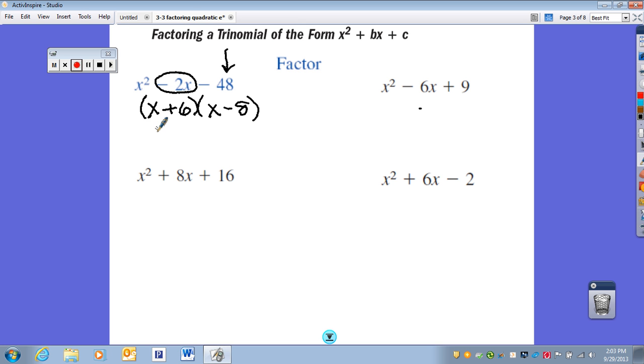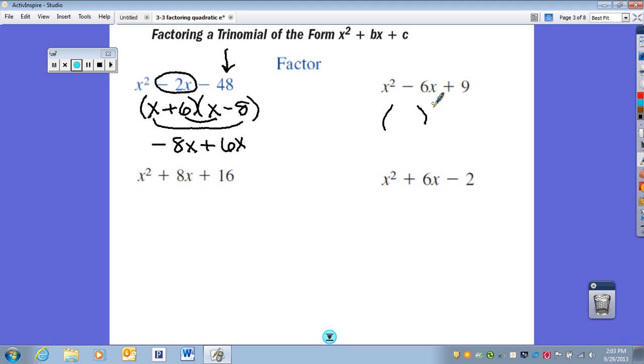But if you would like to quickly check your outside and your inside terms to be sure that you're getting the second term in your quadratic expression, x times negative 8 is negative 8x, and 6 times x is 6x, and when I add those two together, I do get negative 2x. So that can be my check, simply by multiplying the outside and the inside terms together. Let's take a look at our next example.